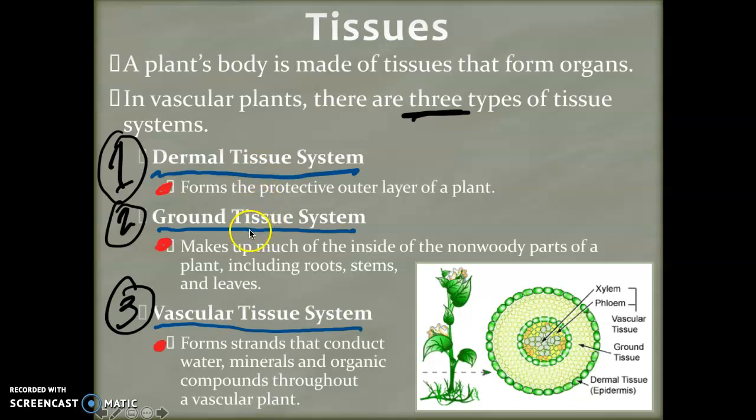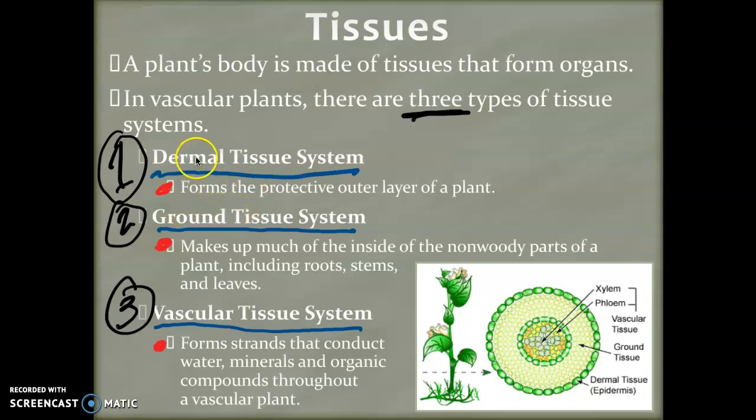I'll explain this as well, in order to help with note taking and organization of the PowerPoint, because there's a lot of vocabulary. I underline the things that I think are important and will help as you're studying, to block out some of the fluff material and really focus on what you need to know. Anyways, number 1, dermal tissue system. This is the protective outer layer of a plant.